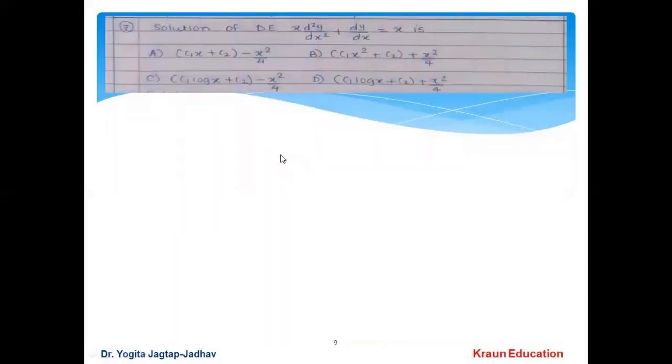Now, in the next example, they asked to find out the solution of the differential equation x d square y by dx square plus dy by dx equal to x. They asked to find out the solution. It means that here we have to find out the complementary function as well as the particular integral, and hence ultimately the general solution. These 4 options are provided.